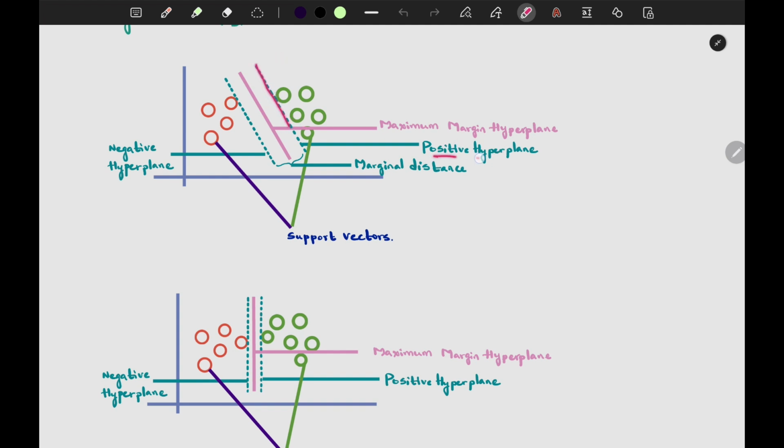So this is known as positive hyperplane. When it comes to the negative hyperplane, it is also similar. So this is the nearest data point for the maximum margin hyperplane. So that is how negative hyperplane came into picture. The distance between the negative hyperplane and the positive hyperplane is known as the marginal distance. And these points are known as support vectors, because using these values only we are able to classify the things.